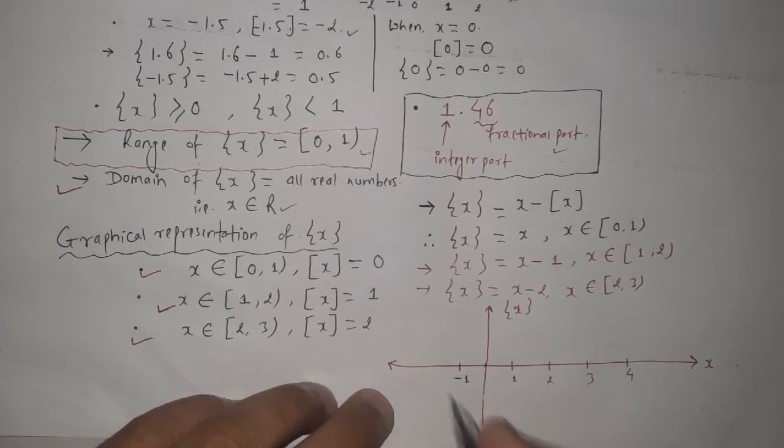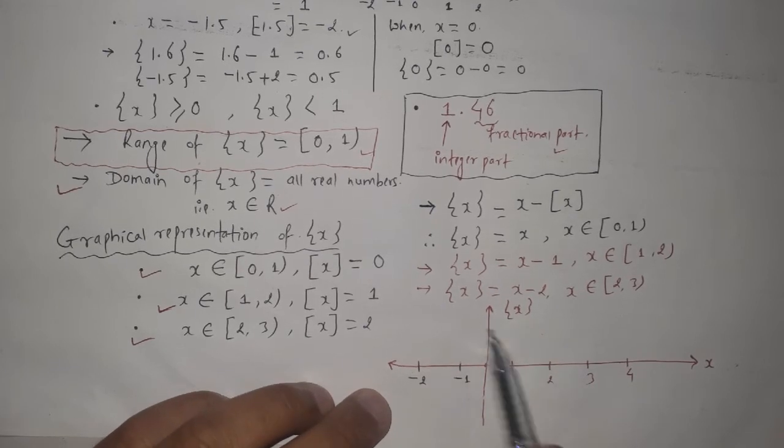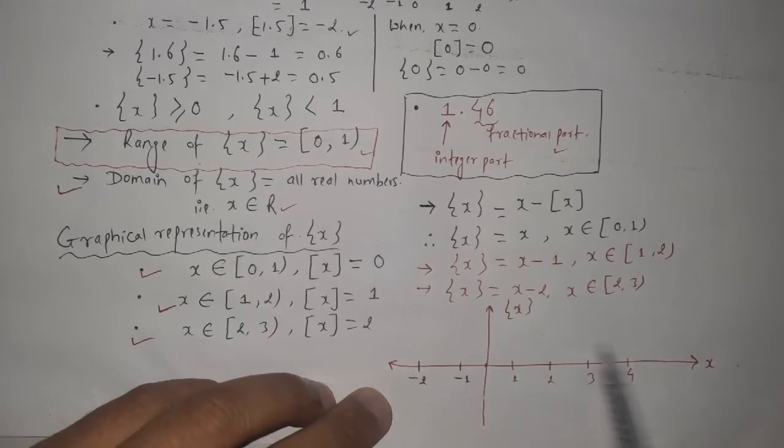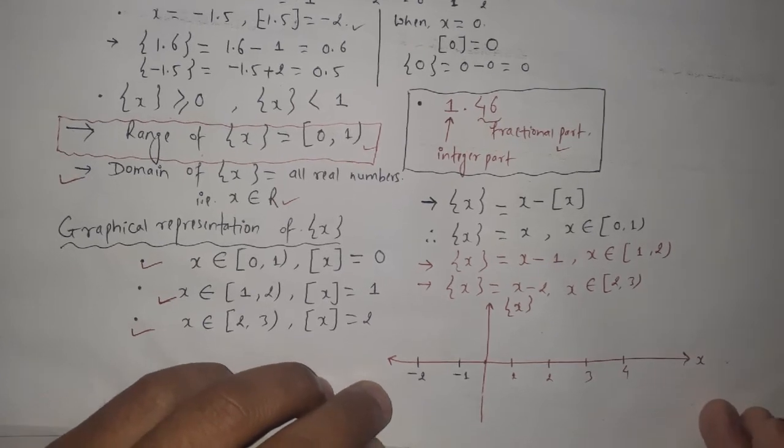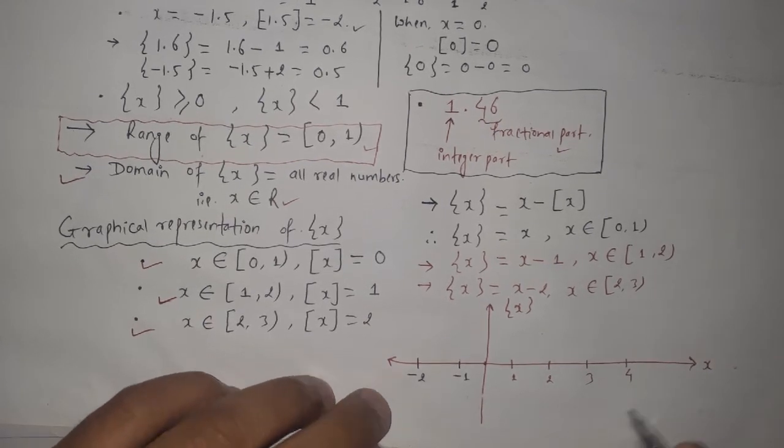Similarly, let's suppose the negative 1. The fractional part function is defined for all the real number inputs. It can take all the values of x such that it holds all the real numbers. Input is all the real numbers.